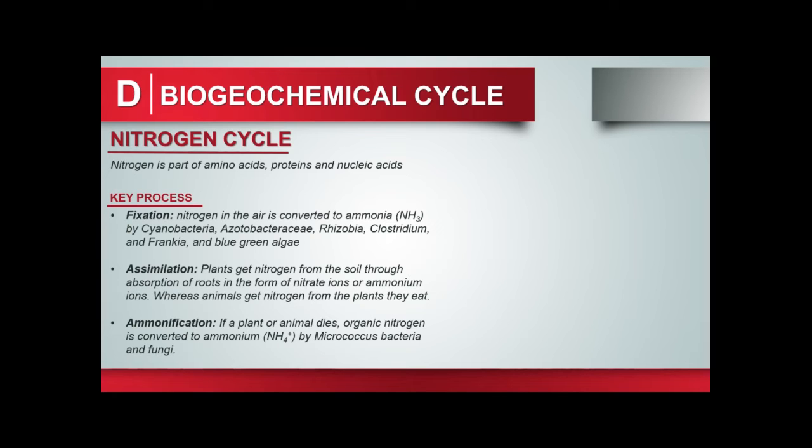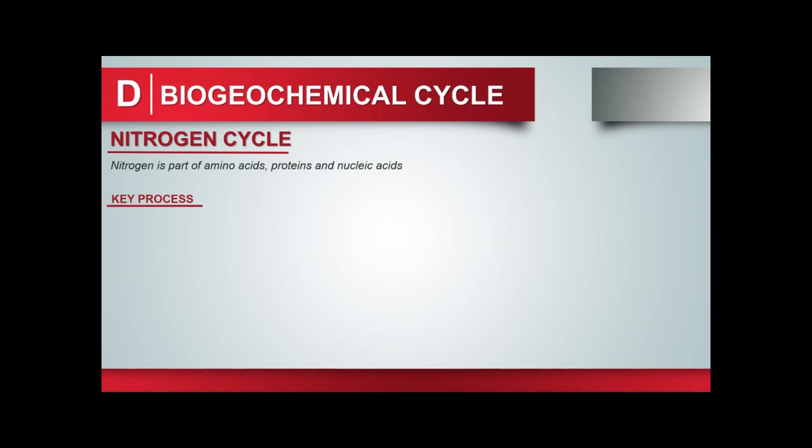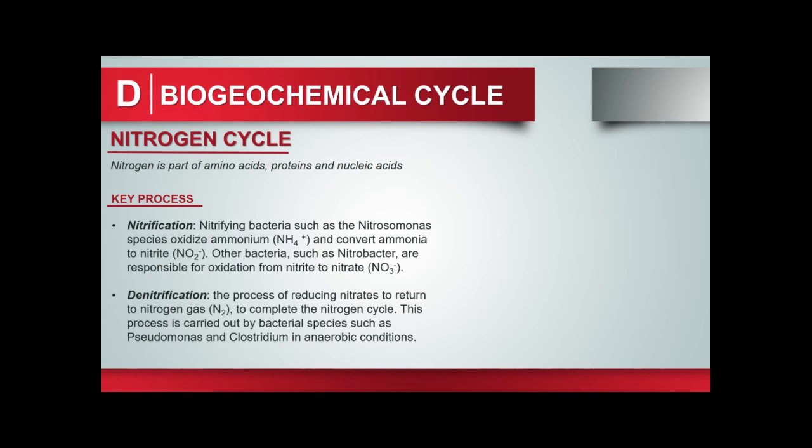Then ammonification. If a plant or animal dies, organic nitrogen is converted to ammonium. Nitrification. Nitrifying bacteria such as the Nitrosomonas species oxidize ammonium and convert ammonia to nitrate. And the last, denitrification, the process of reducing nitrates to return to nitrogen gas to complete the nitrogen cycle.